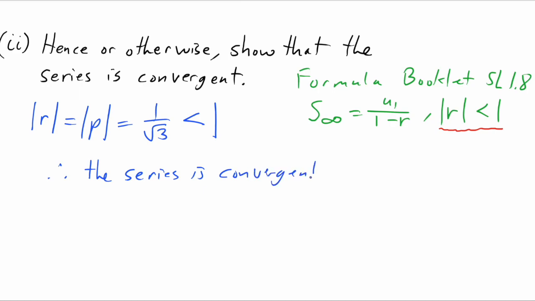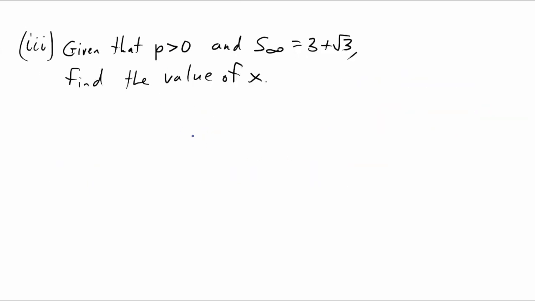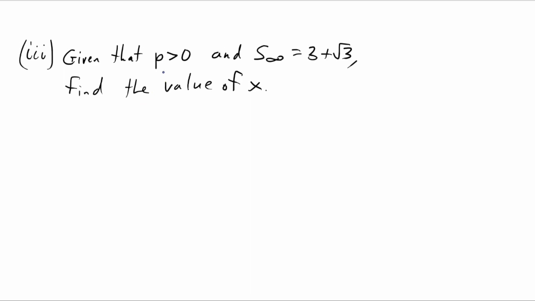This is just 1 point on the mark scheme, and 1 point, so you have to explain why it's convergent. In this next part, we are given that p is greater than 0, and we're given the sum to infinity. Find the value of x.